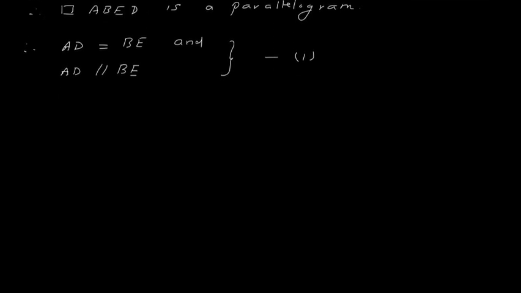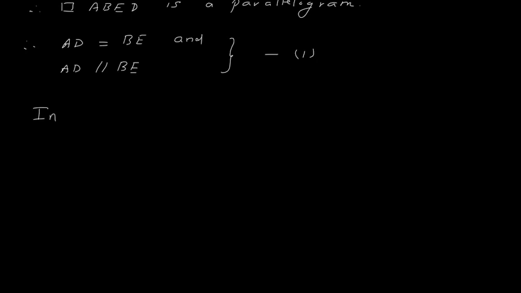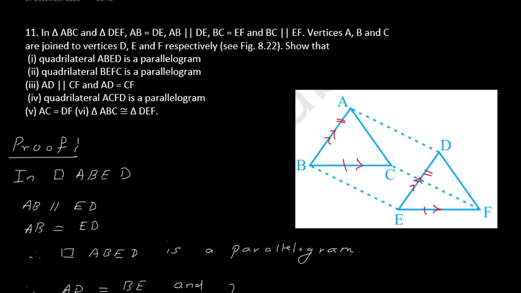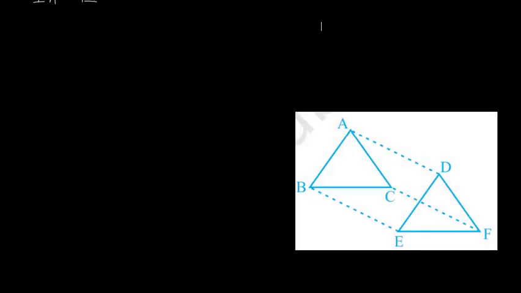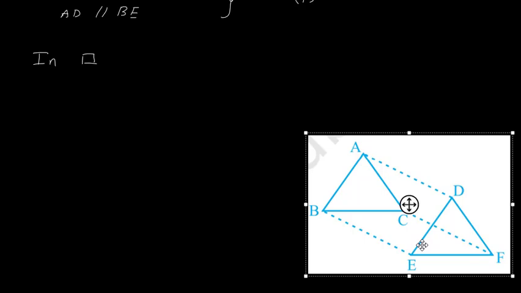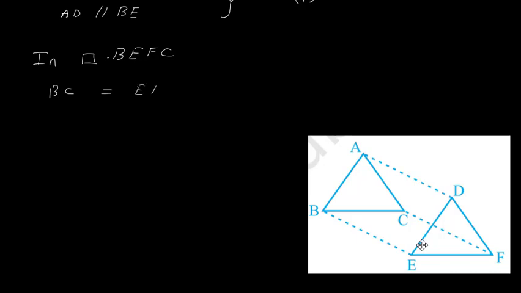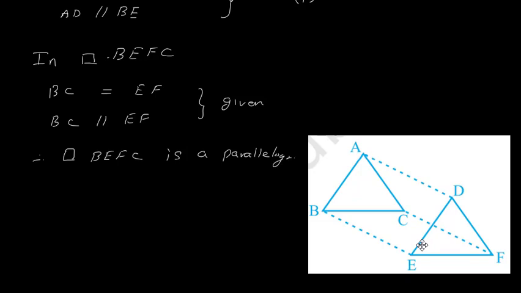Now, as I proved that ABED is a parallelogram, in the same way you take the quadrilateral BEFC. In quadrilateral BEFC, we have BC equal to EF, given, and BC is parallel to EF. This you can say is given. Therefore, your quadrilateral BEFC is a parallelogram. So these two parts we have proved.